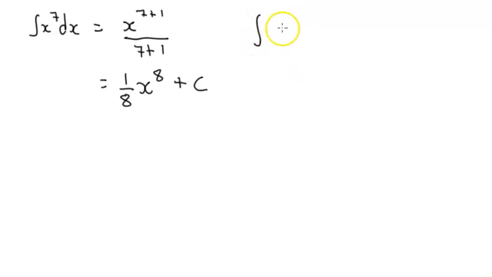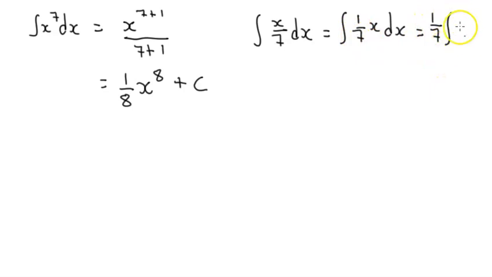Imagine you had something like this. Let's say you had x over 7 dx, and you're asked to integrate this. This is how you do it. You can just take 1 over 7 out. Remember, this is the same as 1 over 7 multiplied by x dx. So you can take out this constant and put it in front of the integral sign and have x dx here. So what you will end up with is this.